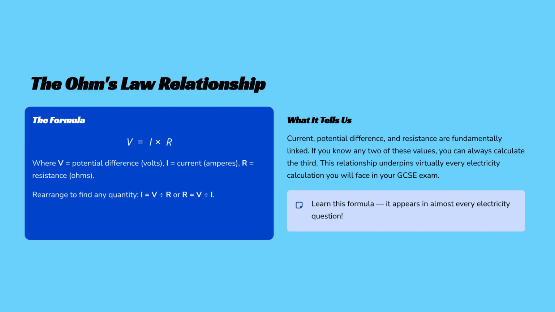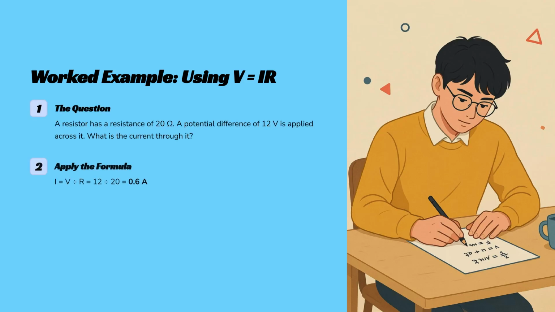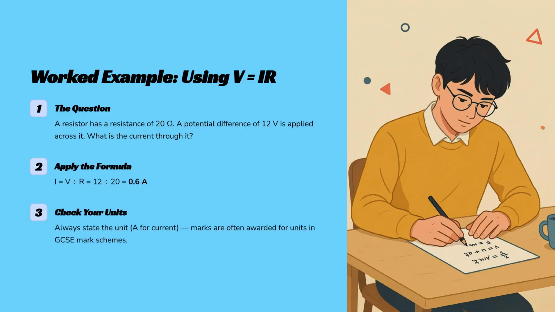Finally, the core of circuit calculations is Ohm's law. Potential difference equals current multiplied by resistance. If you know any two of these values, you can calculate the third. Memorizing this formula is essential for your exam. Let's walk through an example. If a resistor has 20 ohms of resistance and 12 volts is applied, the current is 12 divided by 20, which equals 0.6 amps. Always include the unit in your final answer.